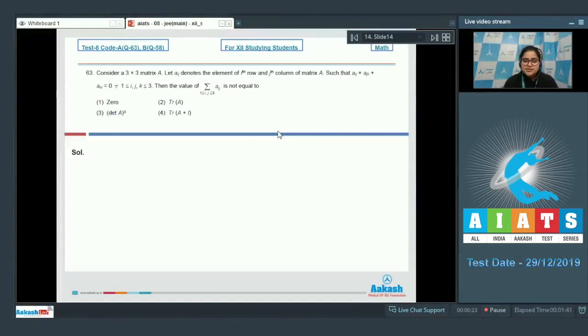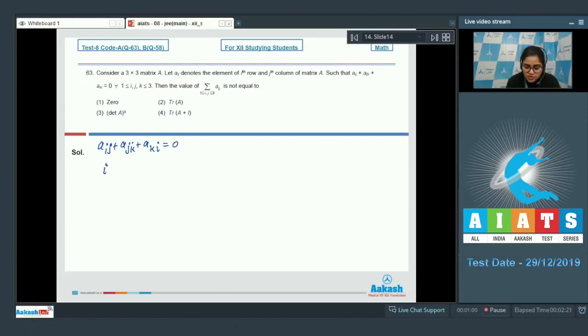Question number 63. Consider a 3 by 3 matrix A. Let Aij denote the element of the ith row and jth column of matrix A such that Aij plus Ajk plus Aki is equal to 0 for all i, j, k from 1 to 3. Then the value of the summation of Aij where i, j belongs to 1 to 3 is not equal to. So it is given Aij plus Ajk plus Aki is equal to 0.